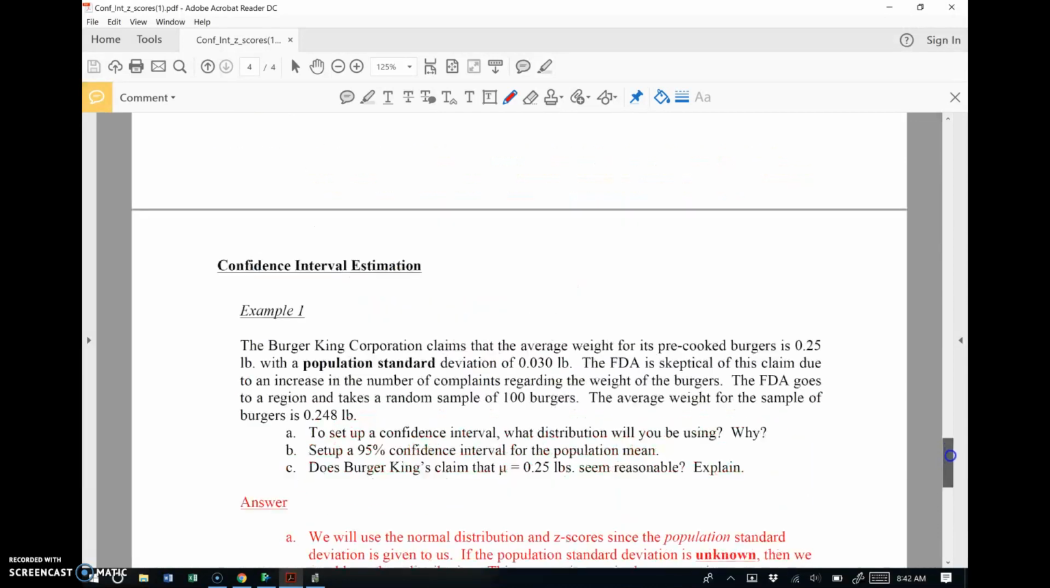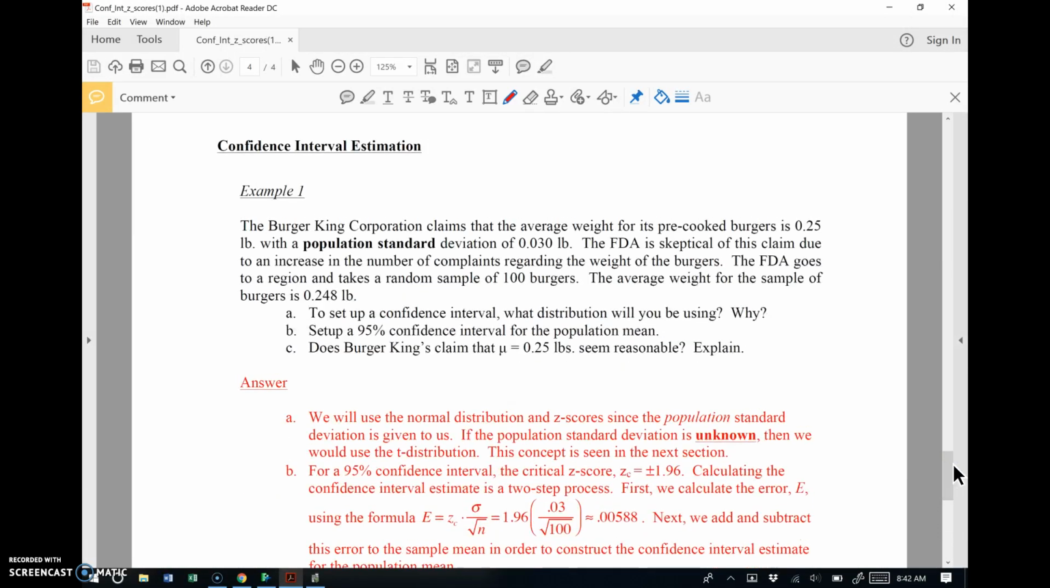All right, so let's give a look here. It says, the Burger King Corp claims that the average weight for its pre-cooked burgers is 1/4 pound, with a population standard deviation of 0.03. So they're claiming they know the parameters. In other words, if we describe the whole population, their center is 0.25 and the spread is 0.03.